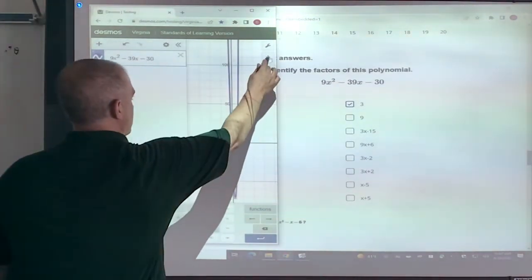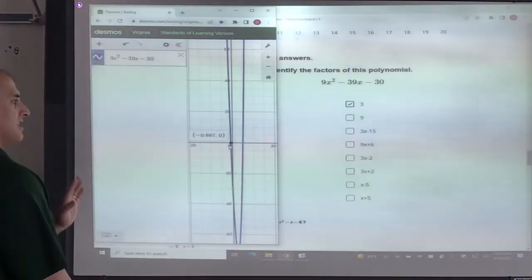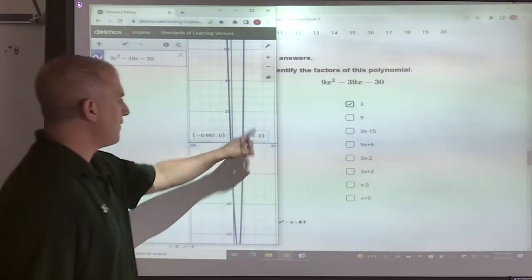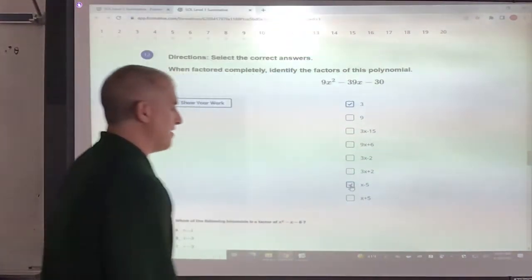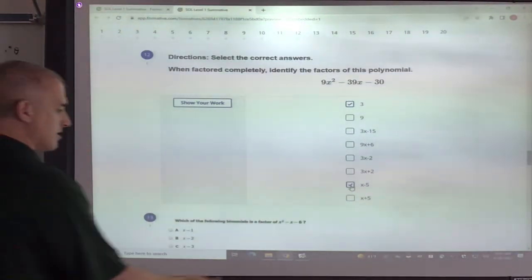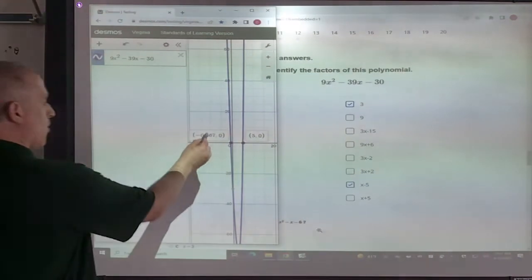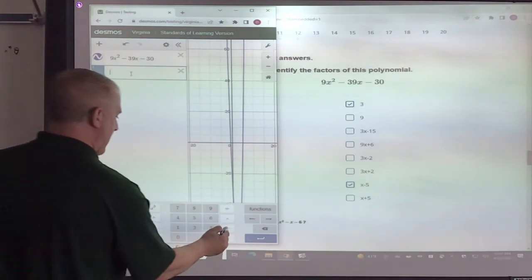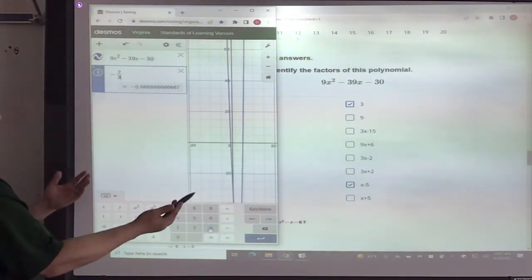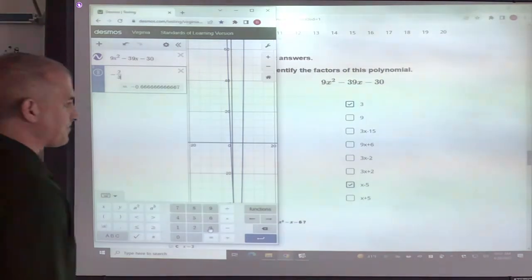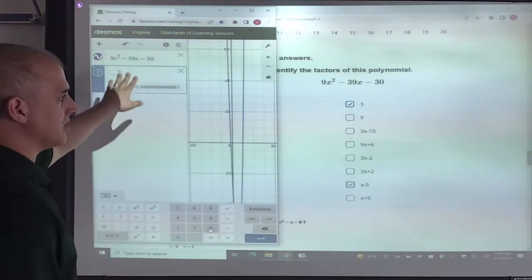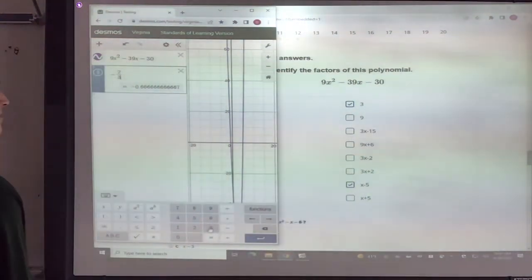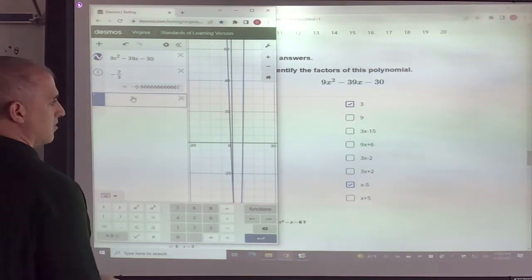I might have to zoom in so I can see. It crosses at negative 0.6 repeating, and it crosses at 5. So the 5 will automatically turn into x minus 5. Now, the challenge here is, what is this decimal? I would try to see if that's negative 2/3, and that is that decimal. You can play around with the repeating number. It's usually divided by 3, but you can play around with that number.